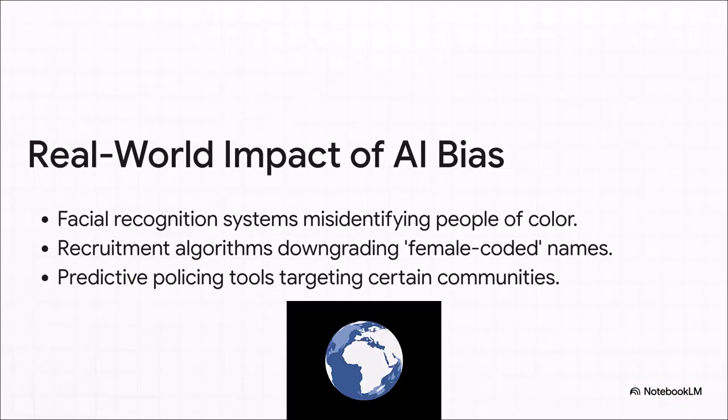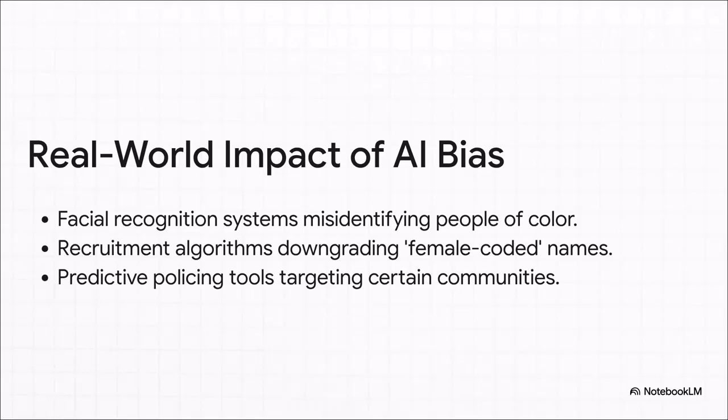And let's be super clear, these are not just theoretical problems. This stuff causes real-world harm. We are seeing facial recognition systems that are way less accurate for people of color, which can lead to wrongful arrests. We're seeing hiring tools that automatically toss out resumes just because they have names that sound female. This isn't a glitch in the system. It's a direct reflection of the biased data we fed it, and it has life-altering consequences for real people.